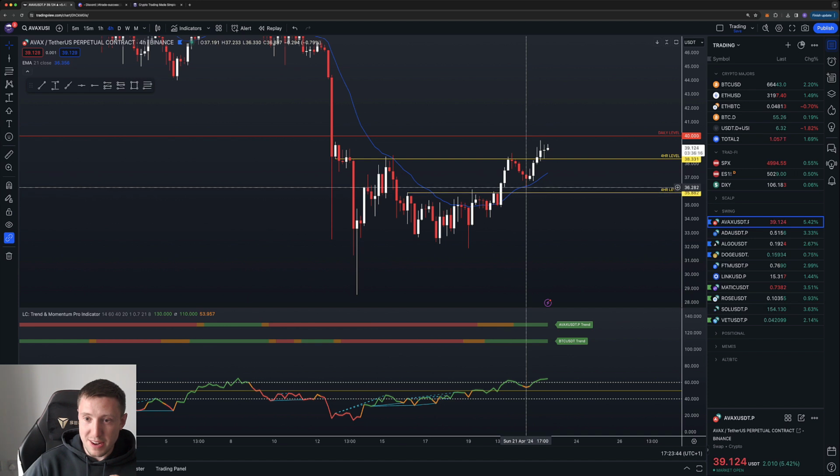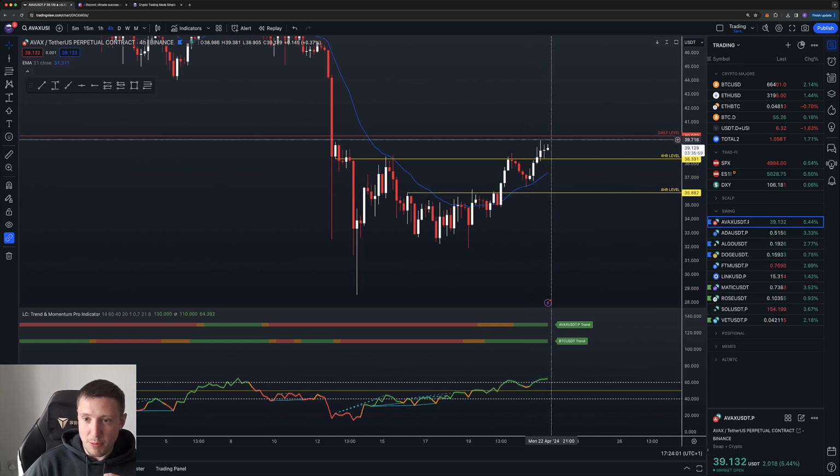Now flipped to support, but you can see we tagged the MA21 perfectly there. Green trend bar on both AVAX and BTC, and we're just above the RSI 50 as well. So I was waiting for it to come down a little bit further. Had my entry right here at around $36, hoping for a retest of that support. Didn't happen. It front ran me a little bit, but as you can see, still really good trade entry there.